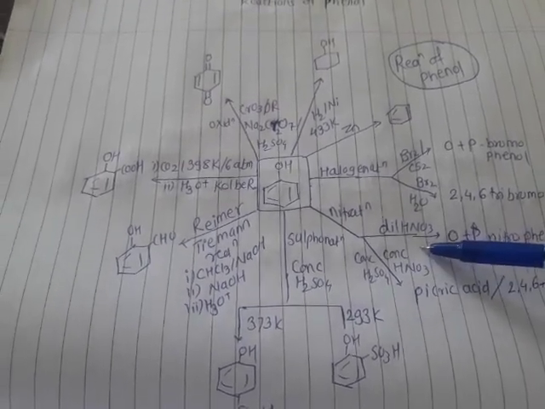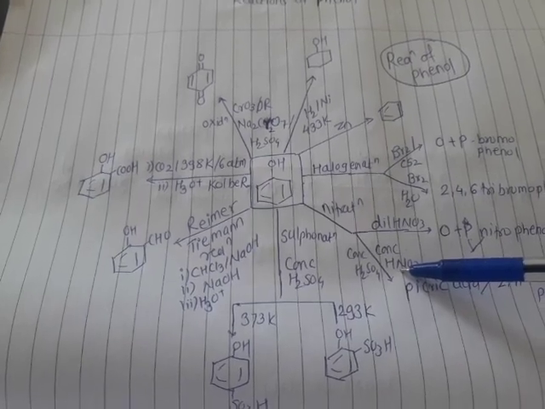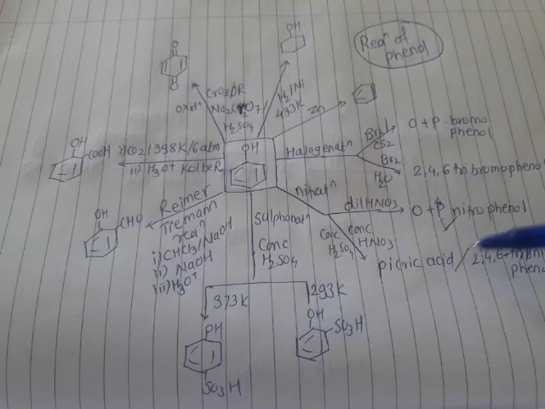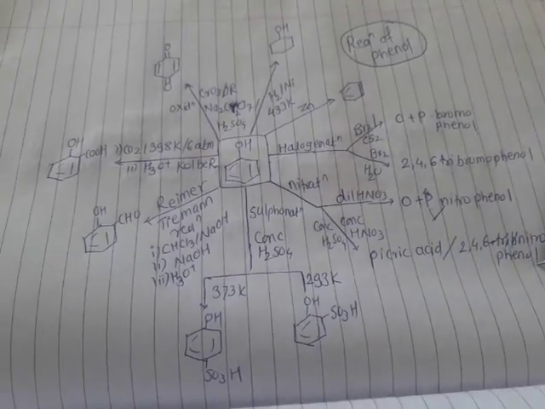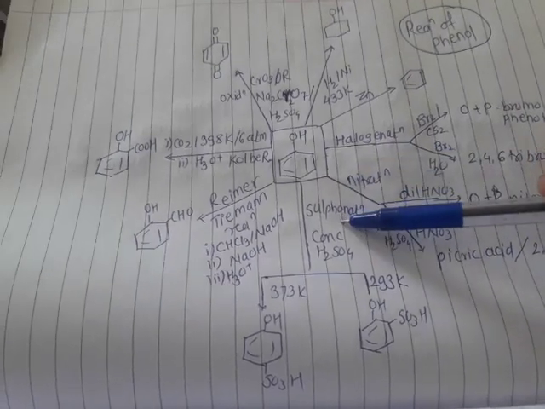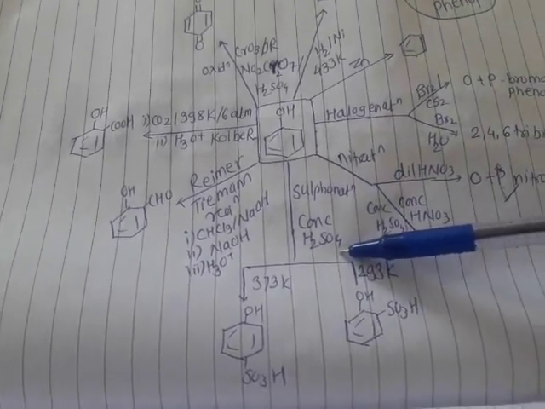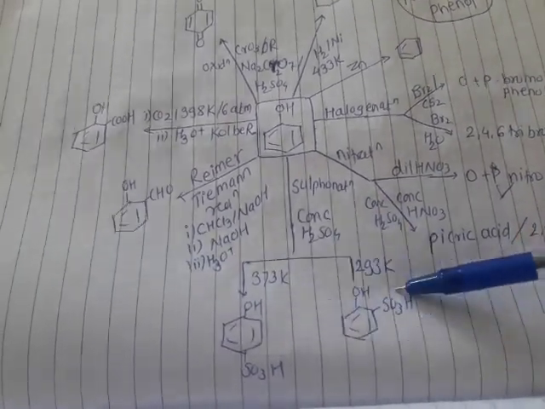Then with concentrated HNO3 and concentrated H2SO4, we call it nitrating mixture. Here we get picric acid, we call it 2,4,6-trinitrophenol. Next one is sulfonation. Dilute H2SO4 doesn't react with phenol. There should be concentrated H2SO4. It reacts with phenol at two different temperatures.